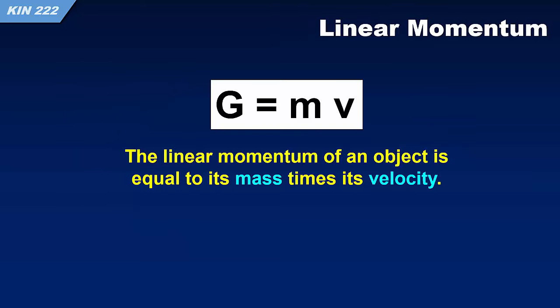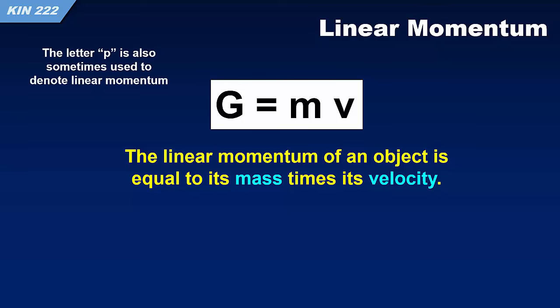So the formula for momentum, or what momentum is, is really pretty straightforward. The linear momentum of an object is equal to its mass times its velocity. In this course, I'm going to use the capital letter G to stand for linear momentum. So this is momentum of things moving in a straight line. The textbook uses the letter P for linear momentum, which is sometimes used as well.